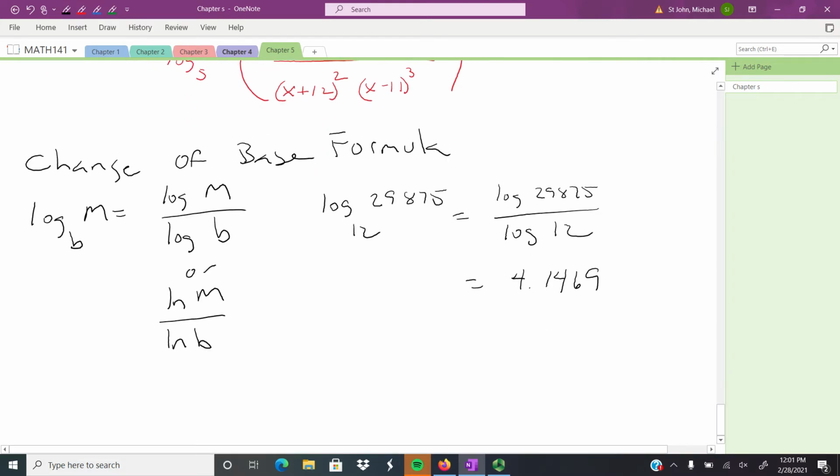And we can check to see how close this is. So now if I do 12 and I raise it to this power, I should be in the ballpark of that number. And given that I rounded, we end up here, 29871. You know, if I took a few more places, my answer would be even better. Right?